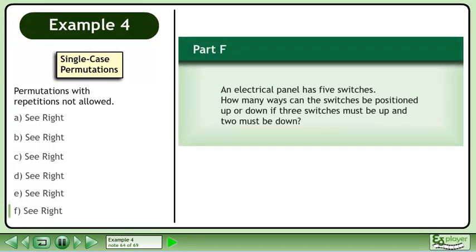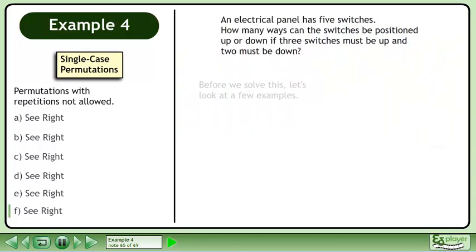Now we'll move on to part F. An electrical panel has 5 switches. How many ways can the switches be positioned up or down if 3 switches must be up and 2 must be down? Before we solve this, let's look at a few examples.